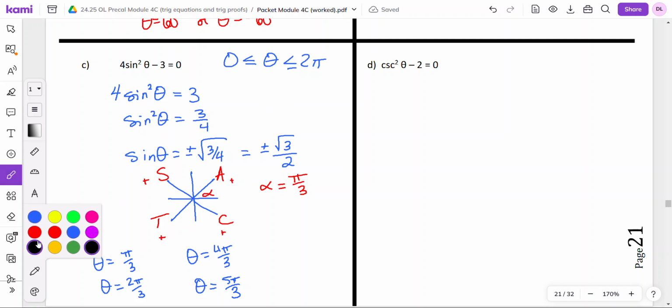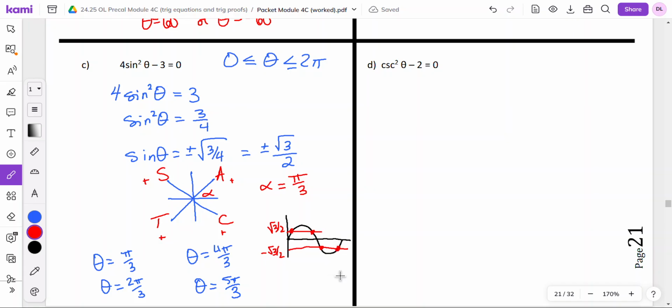Okay? Another way that some people will think about it is to say, hey, if I have my sine function, and I have the square root of 3 over 2, or negative square root of 3 over 2, I can determine how many solutions I have simply by graphing and plotting the intersections, then using the unit circle.